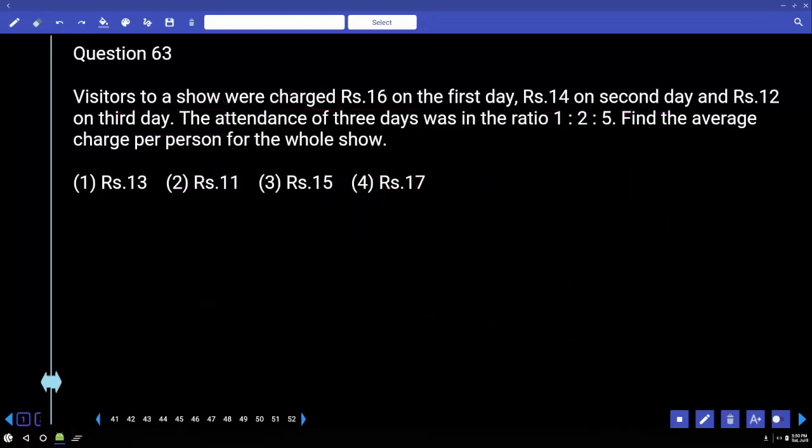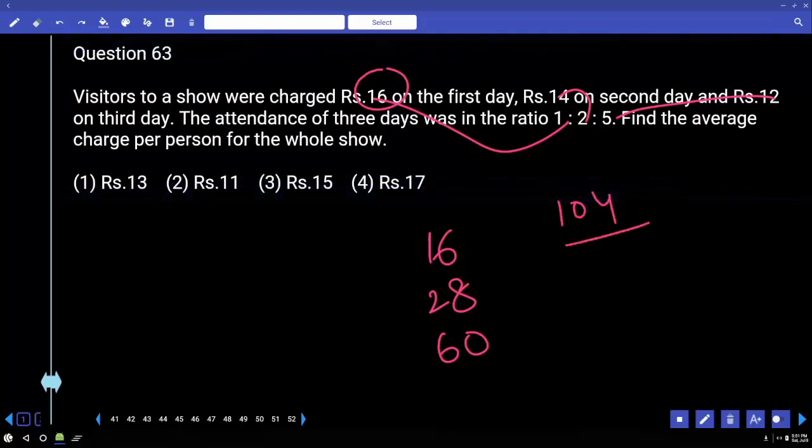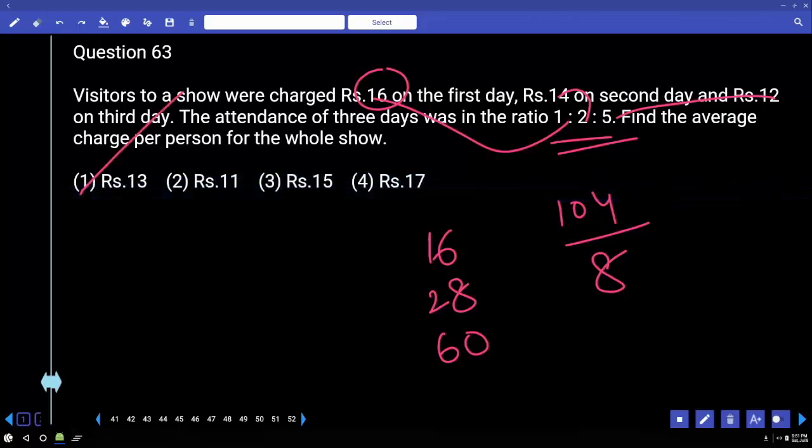Visitors to a show were charged 16 rupees on the first day, 14 rupees on second day, 12 rupees on third day. The attendance of 3 days was in the ratio 1:2:5. Find the average charge. First day 16 rupees, one person వచ్చాడు అనుకోండి 16 rupees. Second day 14 rupees, 2 persons 28 rupees. Third day 12 rupees, 5 persons 60 rupees. Total 88, 16, 104. 104 divided by how many persons? 8. ఎంతండి? 13. Option 1. Total amount by number of persons 13.